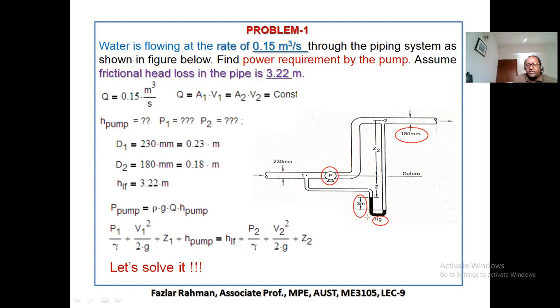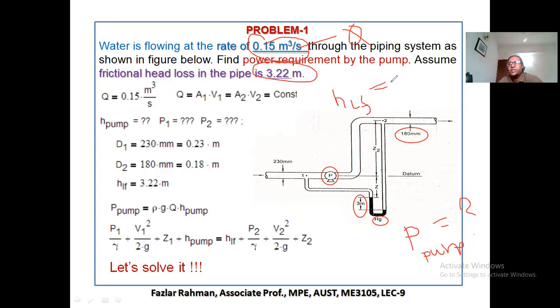So let's see what they would like to know. It's saying water is flowing at the rate 0.5 meter cube per second. That means this value is given, this one actually Q, as shown in the figure below. Find the power requirement of the pump. That means you need to figure out P pump, the power of the pump, meaning the capacity in watt or horsepower. Assume the frictional loss in the pipe is 3.22 meter, the friction loss from here to here. So HLF is given. So it's good that you do not need to use Darcy-Weisbach's equation over here because it is already given.